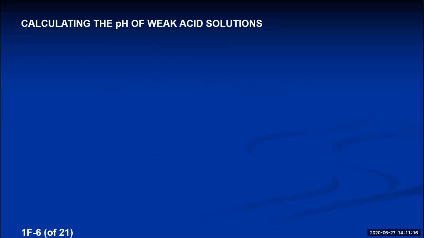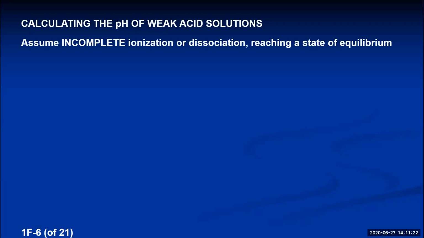Now, what if we have a weak acid? If you want to calculate the pH of a weak acid, the difference is it does not ionize completely. We assume incomplete ionization or dissociation, therefore reaching a state of equilibrium. So if we take an example of a weak acid, nitrous acid, we're going to see if we can calculate the pH of a 0.010 molar nitrous acid solution. So same molarity as the problem before, but now it's a weak acid.